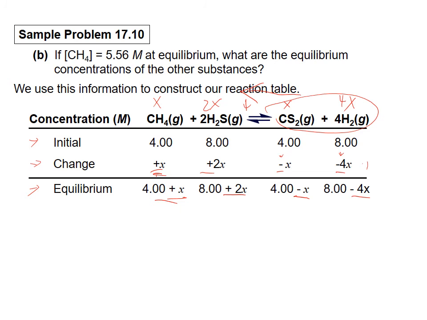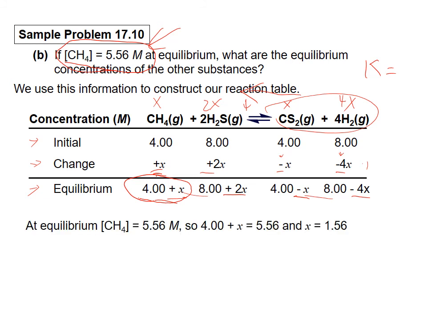Now, as you learned before, usually you will use K equals products divided by reactants, which will usually lead to a quadratic equation. So the solution will be time consuming. But in this case, what is given is one of the concentrations at equilibrium. So the table tells us methane at equilibrium should be 4 plus X, and the problem tells you it should be 5.56. Therefore, 4 plus X from this table should equal 5.56. That immediately gives you the solution X equals 1.56.